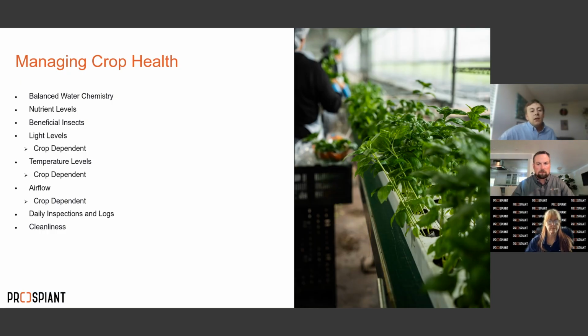And then lastly, just keeping the produce area in the greenhouse clean, doing daily inspections, logs, trying to get rid of algae as much as possible, just making sure that you are giving the plant everything you possibly can to help it survive and thrive is going to be very important in this.